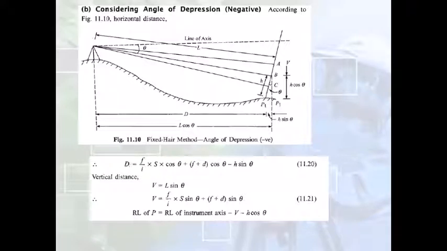And the equation of the vertical distance is given, and in order to calculate the reduced level of the point P, what we will do is we will use the reduced level of the instrument station, which is this line. From this we will subtract the vertical distance V, because the reduced level of this point would be lower, and then we will subtract this vertical distance h cos of theta like before, so that we get the reduced level of this point.